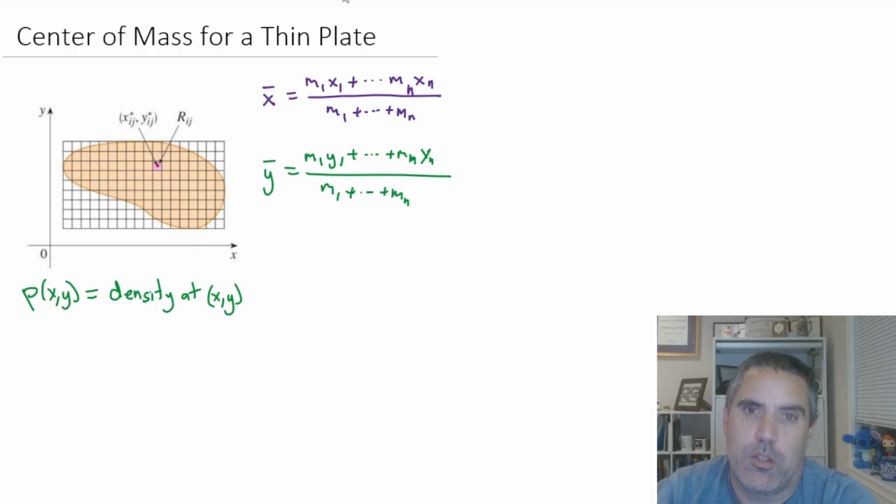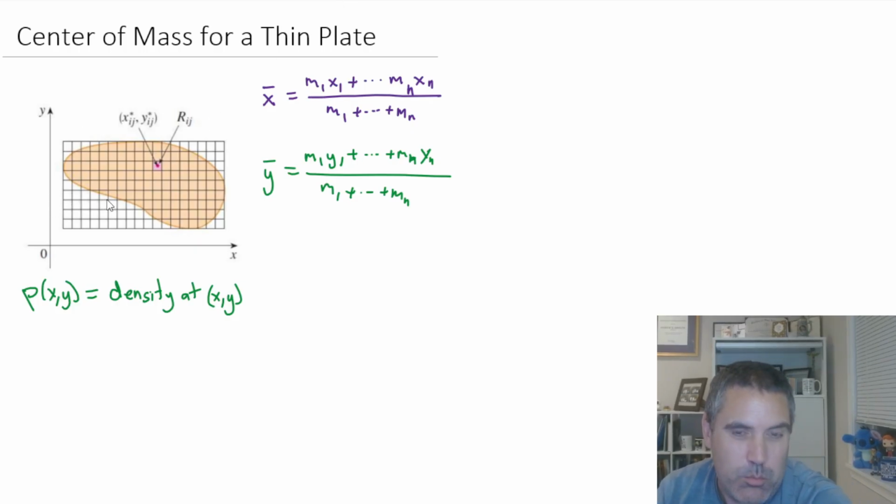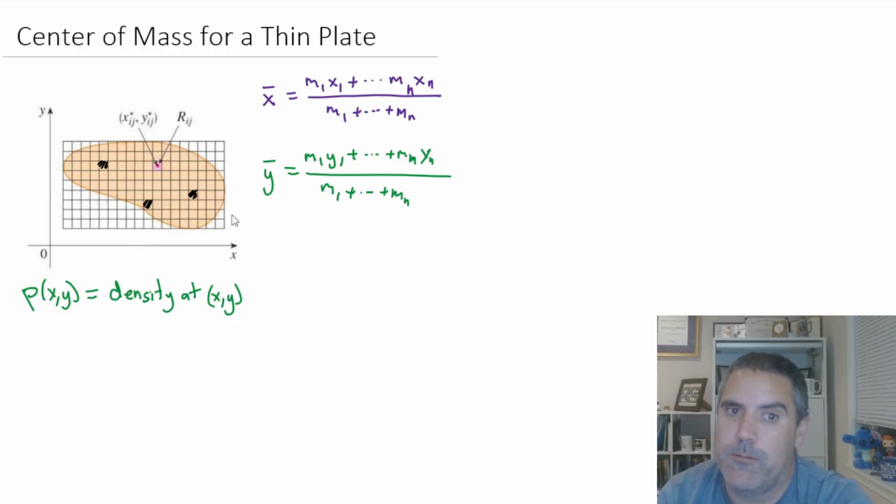Okay, so the idea is this, and this is the way we use calculus: we break it into a bunch of small pieces, and then we ask ourselves, let's pretend that that's one point, like one person. Let's pretend this is one person. Let's pretend this is one person. And then we're going to use our formulas.